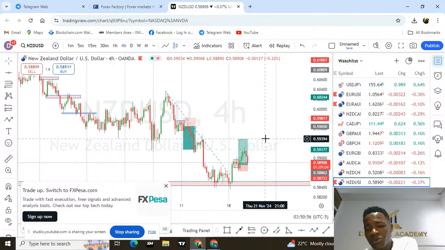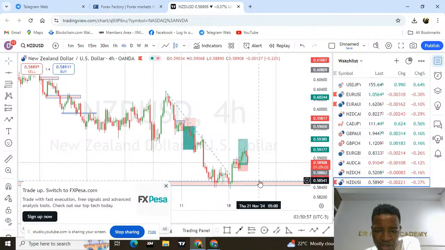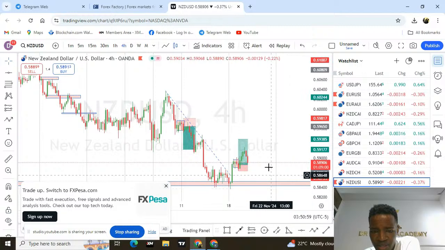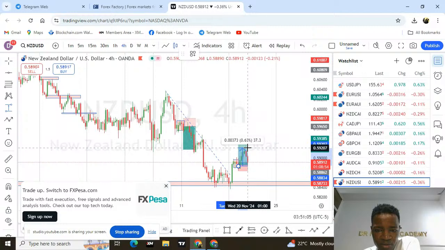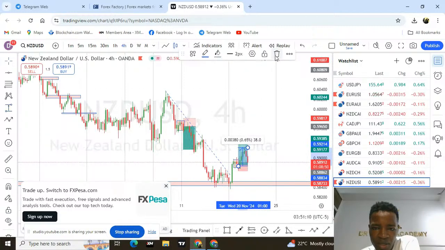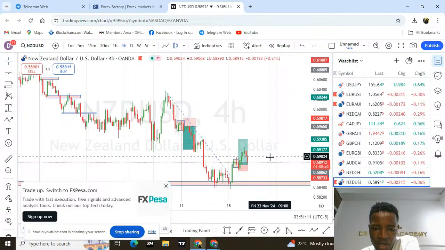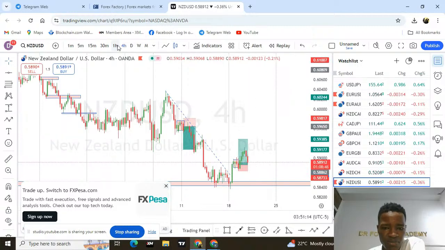NZDUSD. Oh, how many people took NZD? It went how many pips and then it's back? I gave this entry yesterday. The market went around 38 pips. How many people were holding the NZDUSD? So I hope you secured your money because I can see the market is retracing back to the entry point.